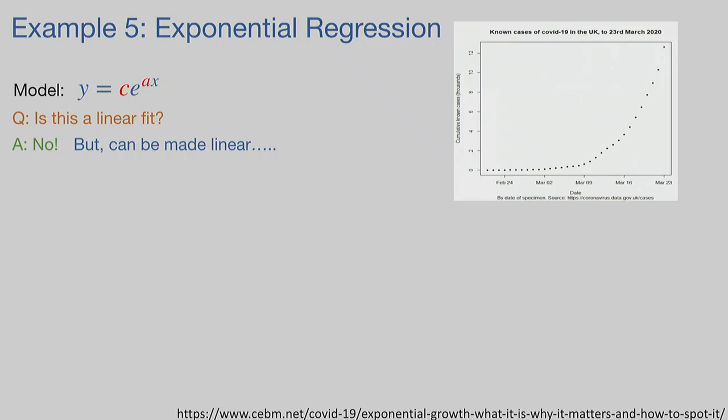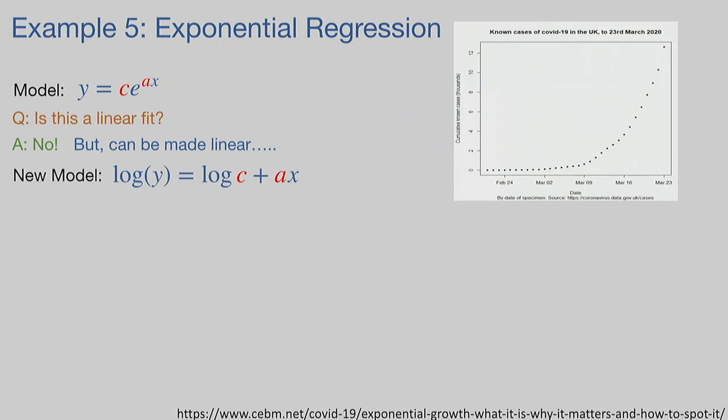And so we're going to create a new model, take the data, and compute the log of the data. If we compute the log of the data, the new model is log of y equals log of c plus a times x. Why? Because when you take a log of c e to the ax, it's actually log of c plus a times x. And when I say log, I mean ln, the natural log.